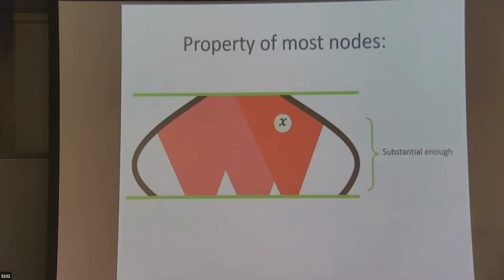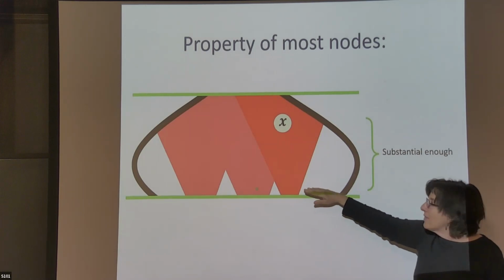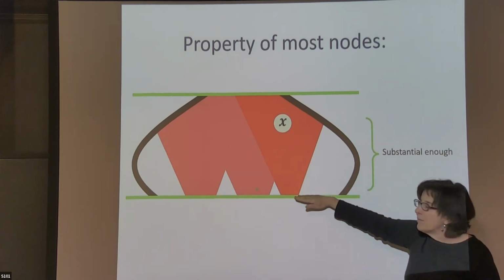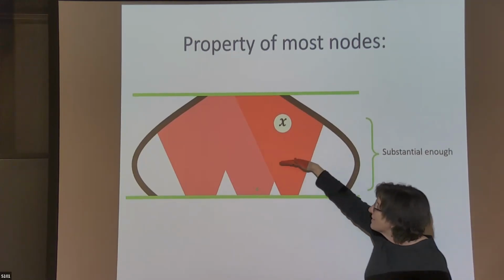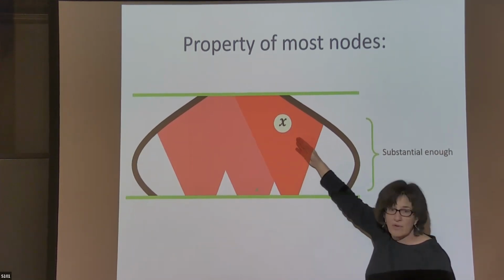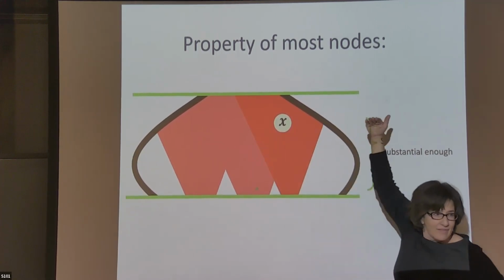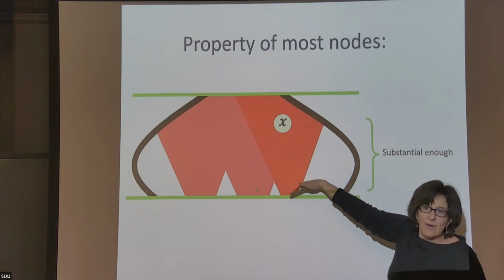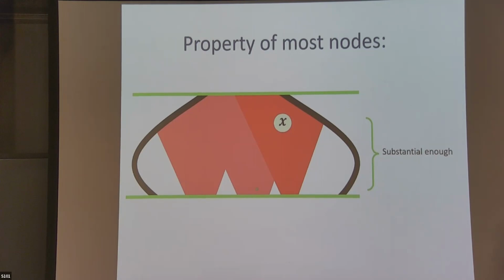And how are we going to use this in our algorithm? Well, here's a property of most nodes. Most nodes are in between these green levels, and they're pretty far away from the next lower green level. So there's enough space between x and here. Even if x is here, it's still got enough space that something good is going to happen. These green levels are far enough away that even being 1/10 of the way is good enough for us. So I need that the distance from x to the next green is substantial.